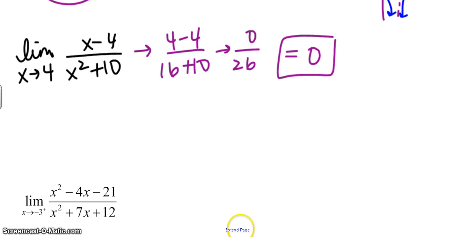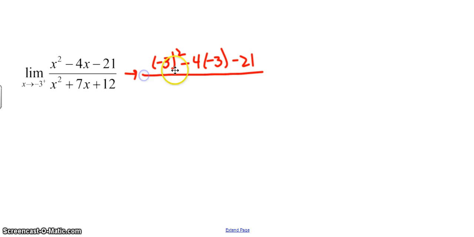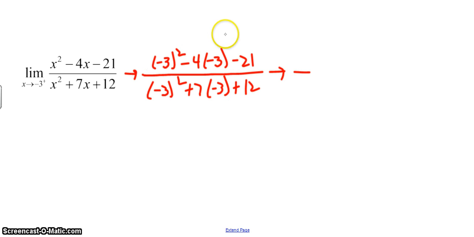Alright, last one, the limit as x goes to negative 3 from the right. Well, from the right doesn't matter, because if we can find that the limit overall at negative 3 exists, then we know it existed from the right and from the left, and they were equal. So first, try substitution. Negative 3 squared minus 4 times negative 3 minus 21. In the numerator, we get 9 plus 12, which is 21, minus 21, which is 0. The denominator, 9 minus 21, negative 12 plus 12, 0. Aha! Keep going.